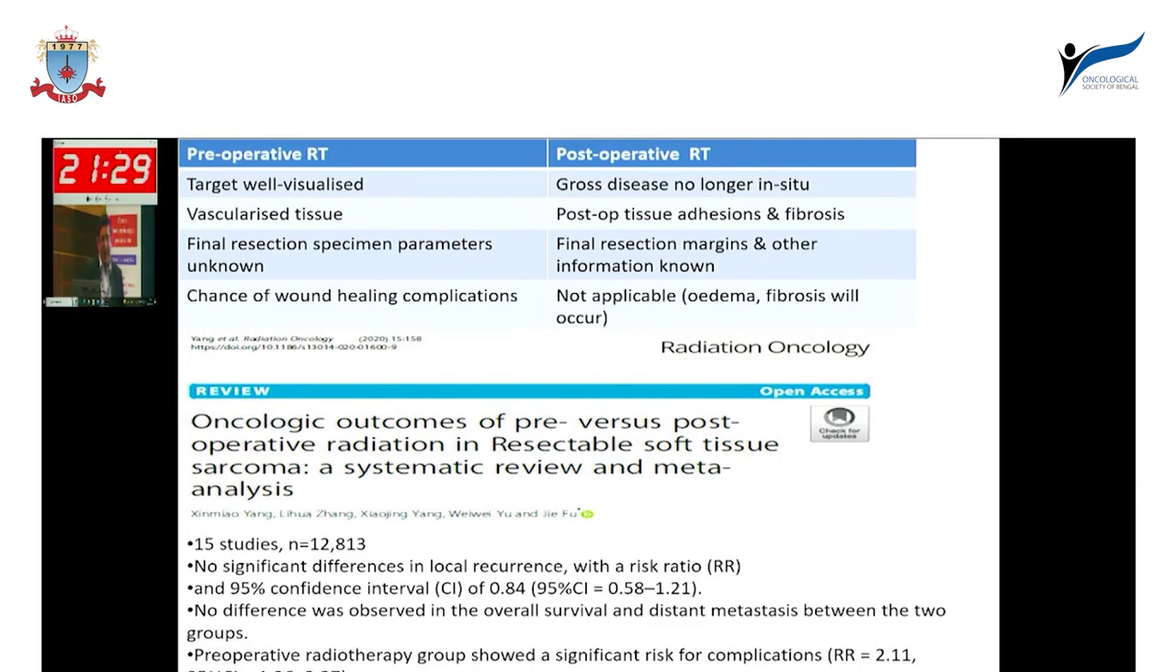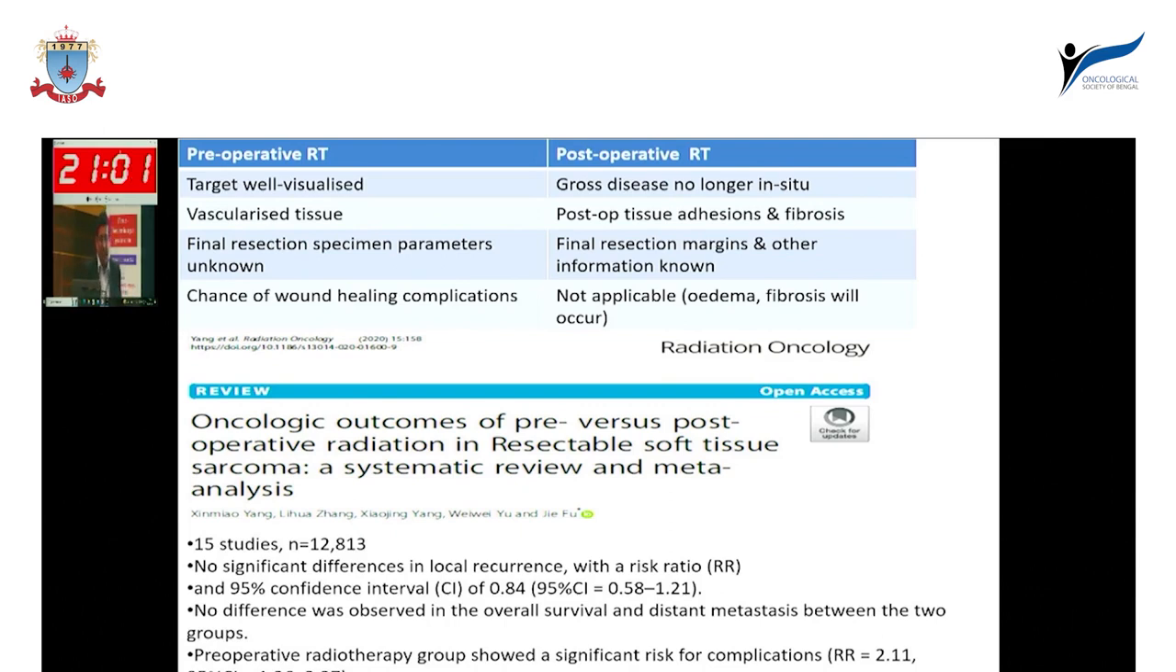But just for the attention of the surgeons, who obviously are the majority of the audience, why do we want to use pre-op radiotherapy? Remember, this is only commonly used in rectum and to a lesser extent in esophageal cancer. And we're talking about it here in sarcomas. And Saurabh, do you want to take us through why pre-op can actually be beneficial?